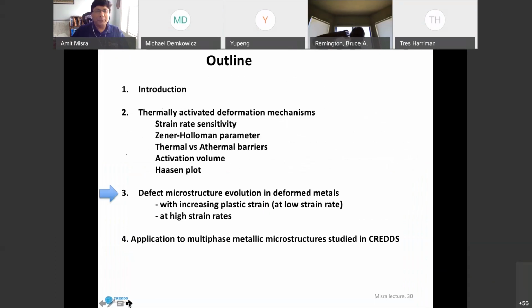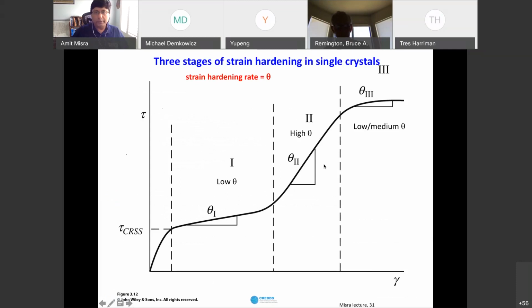Okay, so let's continue on to the second part. So we introduced these concepts of thermally activated deformation mechanisms, thermal barriers, athermal barriers, activation barrier, activation volume, the measurement through Haasen plot. Let's now begin to look at dislocation substructure, which is the second part and the final part of this lecture. So I'll first show the defect microstructure evolution at low strain rates and then at high strain rates.